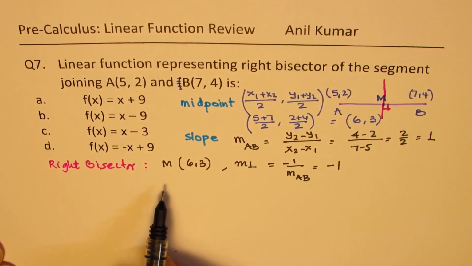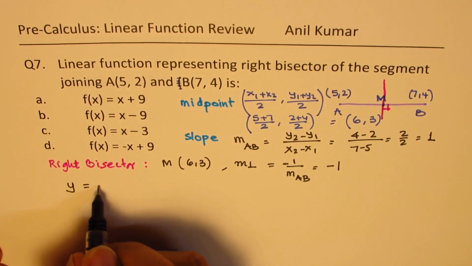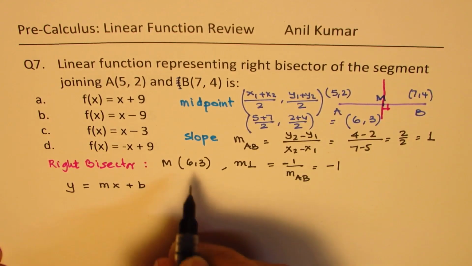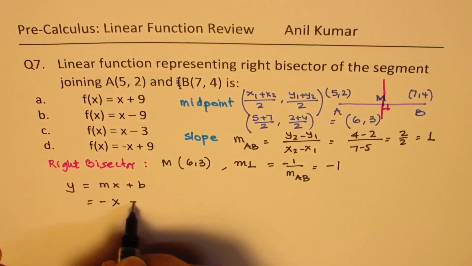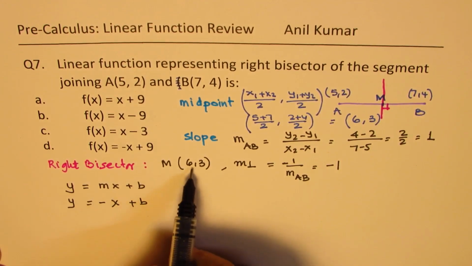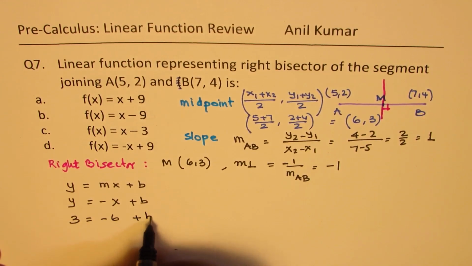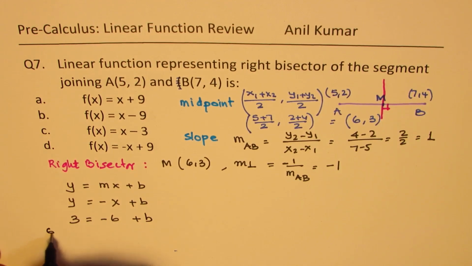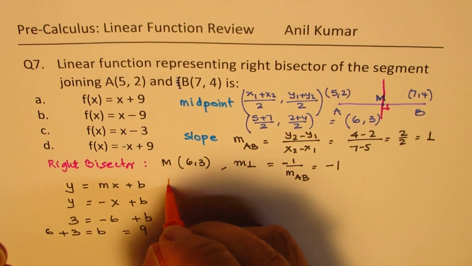Now we can find the equation. Since we know the slope and the point, equation in the form of y equals mx plus b. m for us is minus 1, so y equals minus x plus b. To find the value of b, we are going to use the midpoint (6, 3). 3 is the y value, equals minus 6 plus b. Taking b to the left side, we get 6 plus 3 equals b, which is 9, right? So we get the y-intercept of the right bisector as 9.